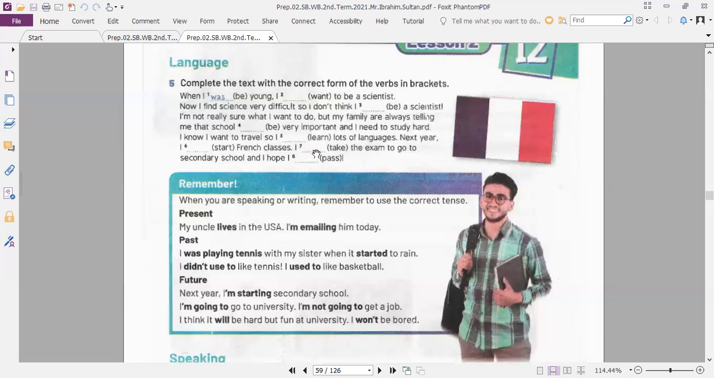Maybe we can say, I'm going to take... This is the plan. I'm going to take the exam to go to the secondary school, and I hope I will pass. I will pass. Very good.